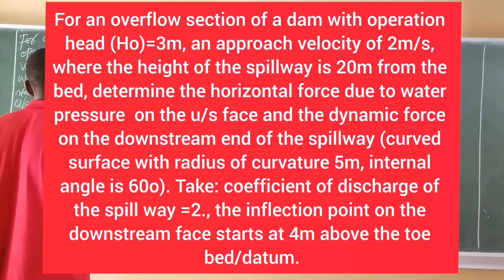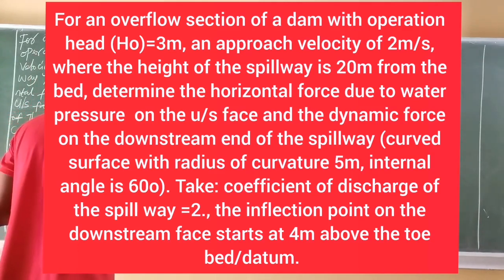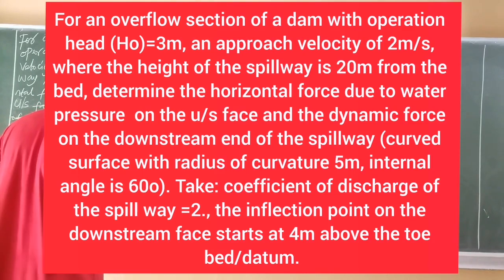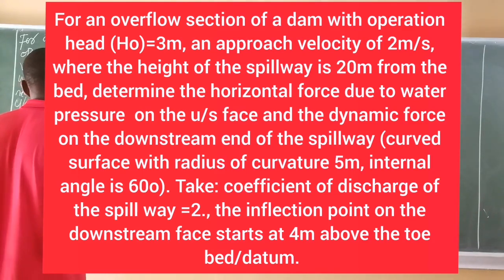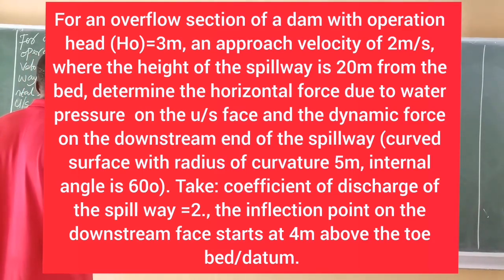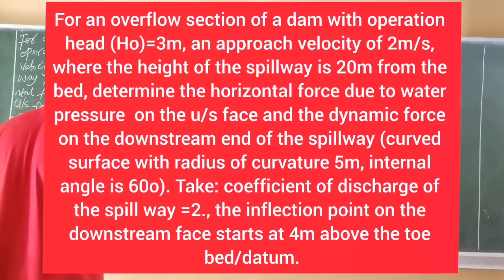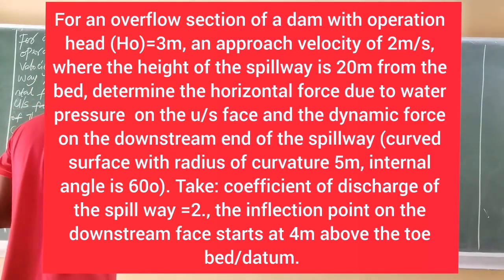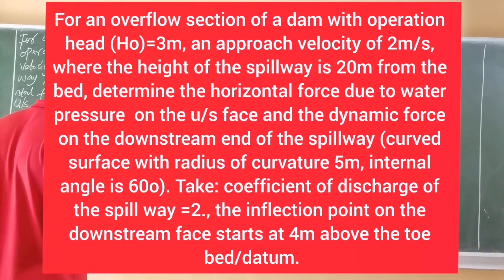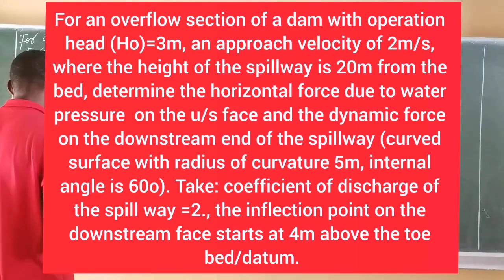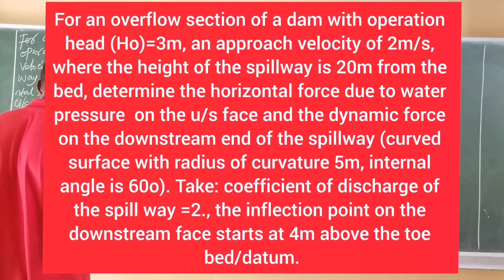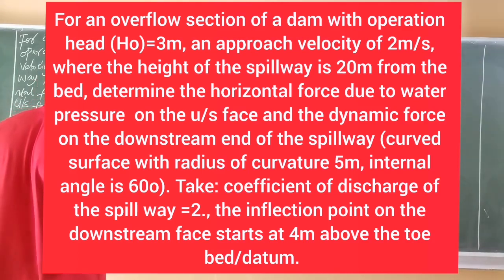Determine the horizontal force due to water pressure on the upstream face and the dynamic force on the downstream surface of the spillway. Curved surface with radius of curvature 5 meters, internal angle is 60 degrees. Take coefficient of discharge of the spillway to be 2. The inflection point on the downstream face starts at 4 meters above the toe bed datum.